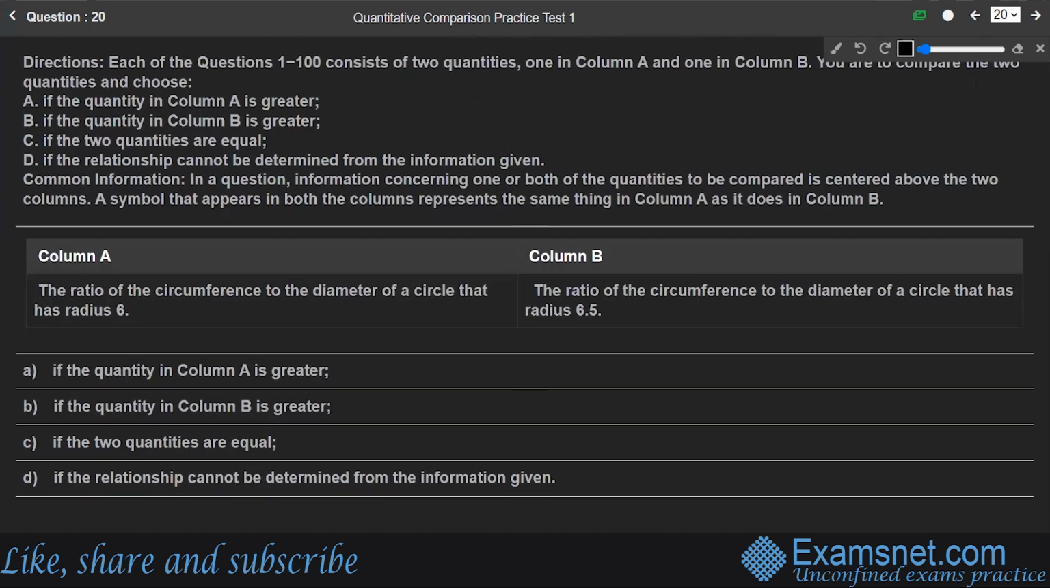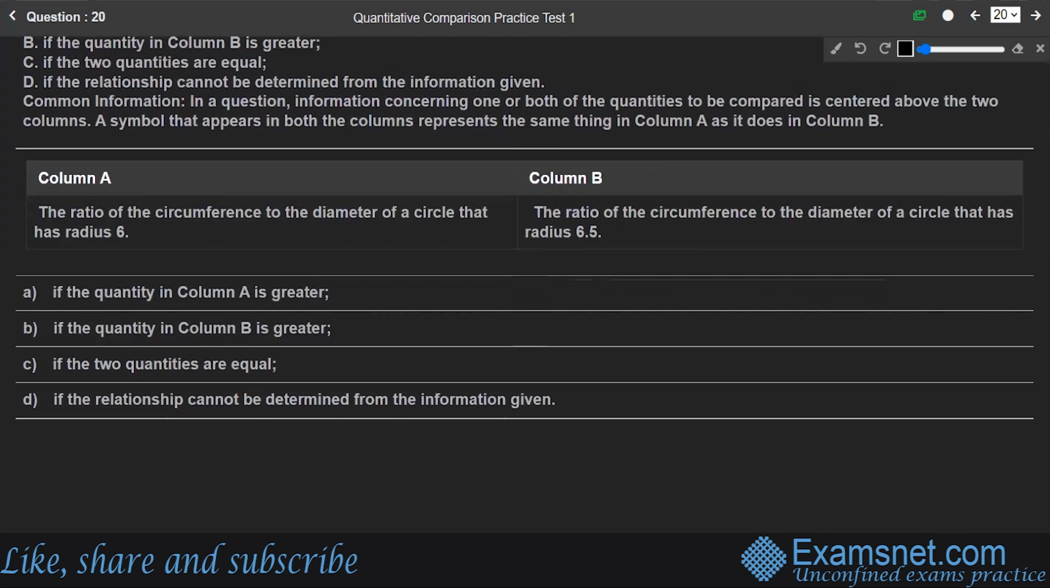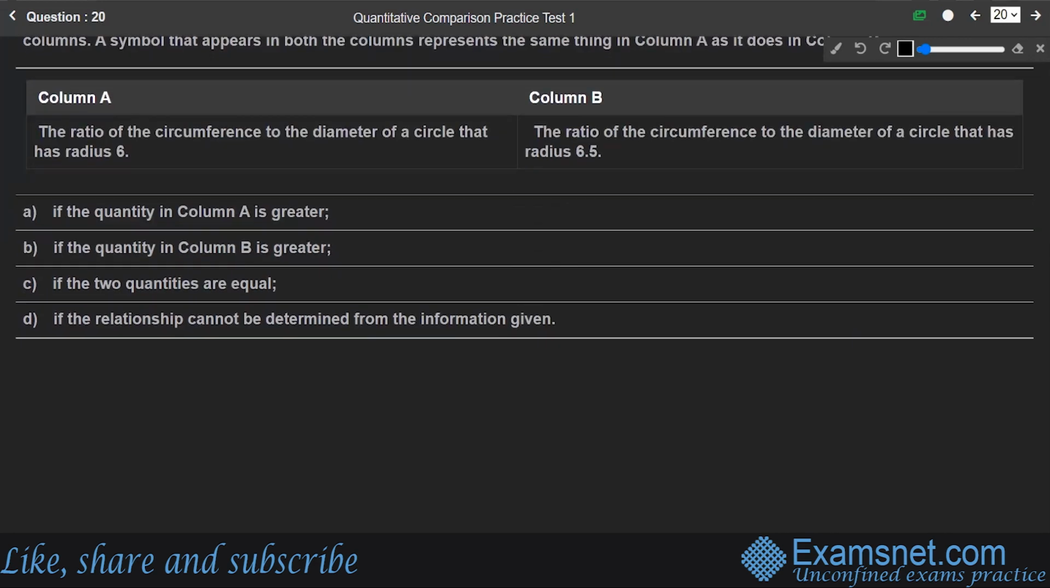Now the question number 20 says column A, ratio of the circumference to the diameter of a circle that has radius 6. Okay, we are supposed to find out the ratio of circumference. So the circumference of a circle is always given as 2 pi r. So we have to find out the ratio of circumference to diameter. The diameter of any particular circle is given as twice the radius. So we have to find out the ratio of 2 pi r to 2r.